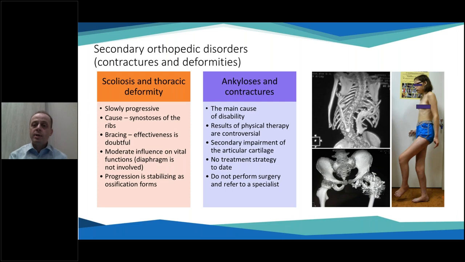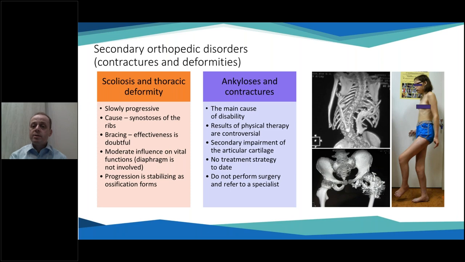And contractures and ankylosis are a problem also in the growing children and adults with FOP. It's the main cause of disability. With time, children lose some functions, and in the severe cases, they can lose the ability to move, and they need special care.